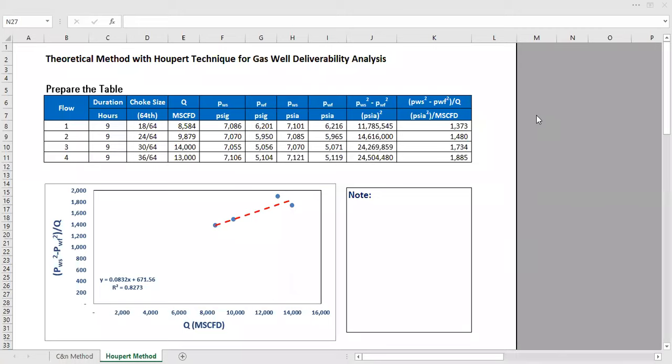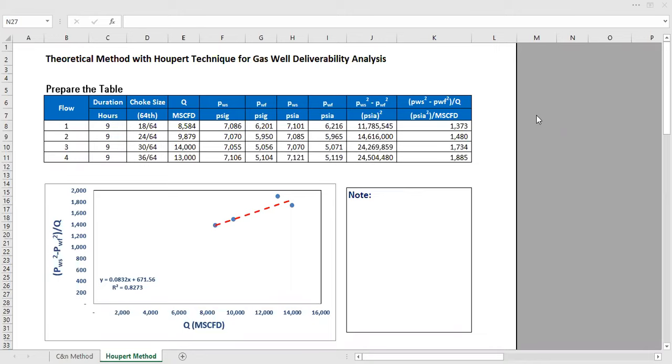Hi there. In this video, we will solve a case of gas well testing analysis. We will solve a case of modified isochronal test analysis, or gas well deliverability analysis, using a theoretical or analytical method, using the Houpert technique. All right, so let's jump into our case.